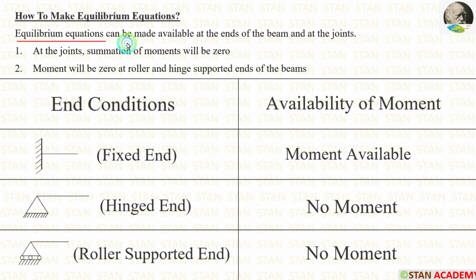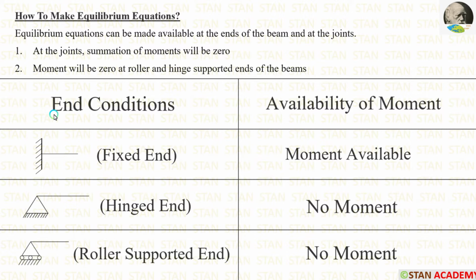Equilibrium equations can be made available at the ends of the beam and at the joints. So, in two ways we can make the equilibrium equations. First, we have to look at the joints. In the joints, the summation of the moments will be 0. Using this condition, we can make equilibrium equations.